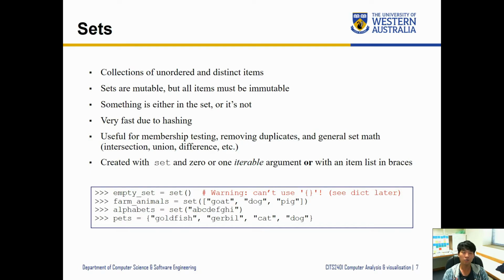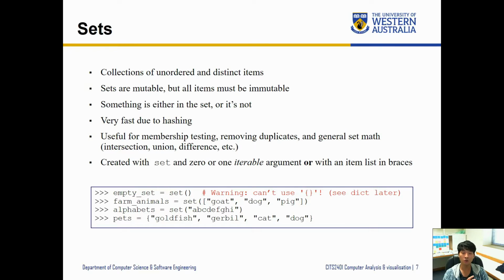So given these properties, because it's very fast to look up things, this is very useful for things like membership testing, whether an item belongs to a set or not, removing duplicates, and general set math like intersections, unions, differences, etc. So it has its own benefits of using sets. Okay, and then create it with sets and 0 or 1 iterable arguments, or with an item list in braces.